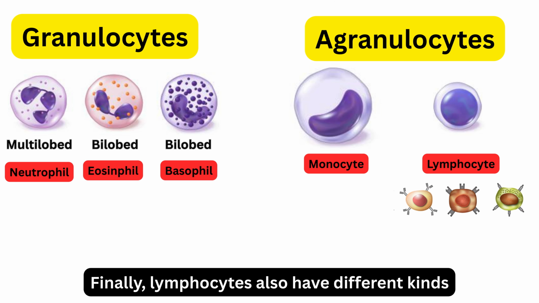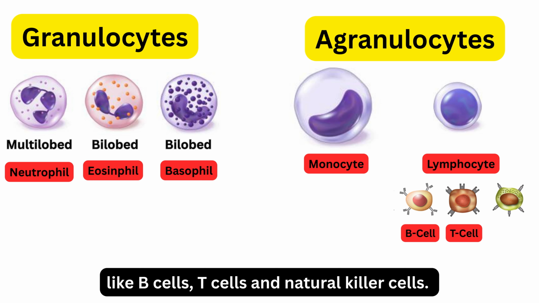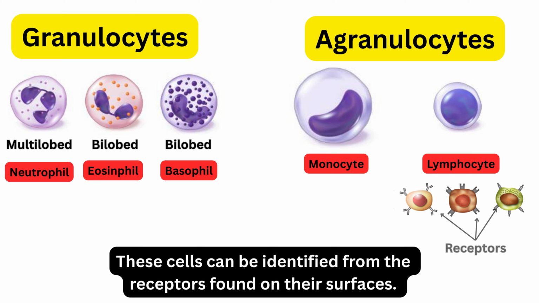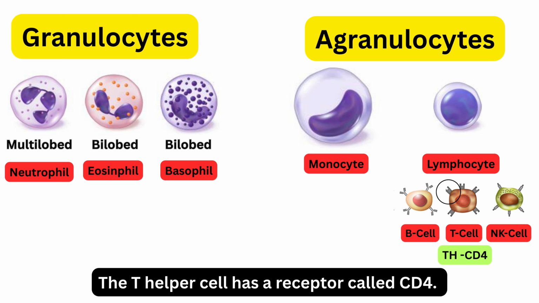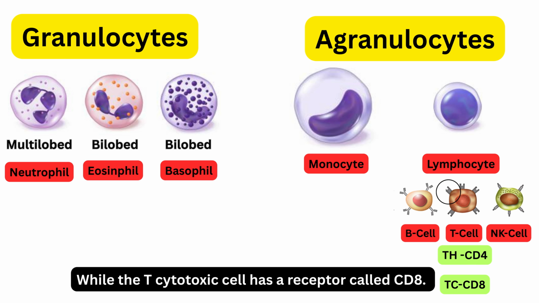Finally, lymphocytes also have different kinds like B cells, T cells, and natural killer cells. These cells can be identified from the receptors found on their surfaces. Like, for example, the receptor of B cells is similar to the antibody in shape. The T helper cell has a receptor called CD4, while the T cytotoxic cell has a receptor called CD8.